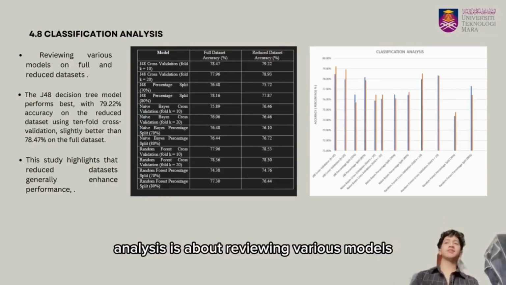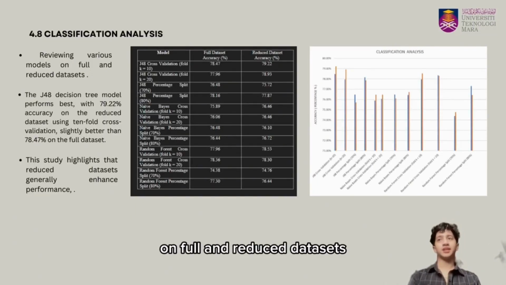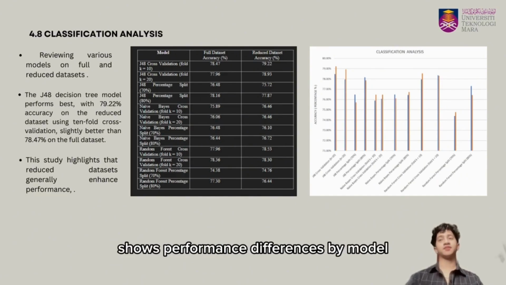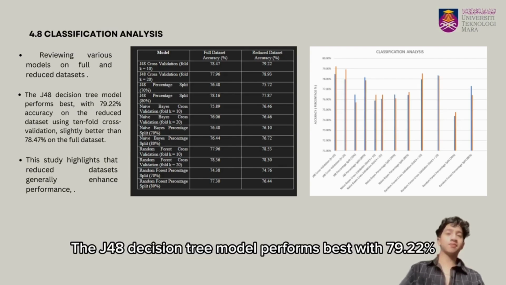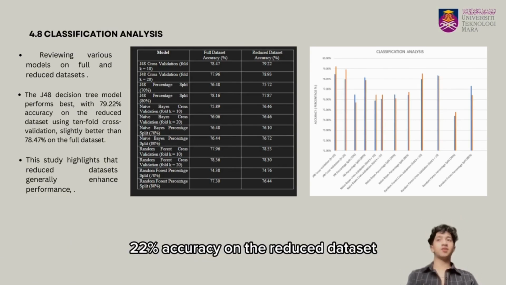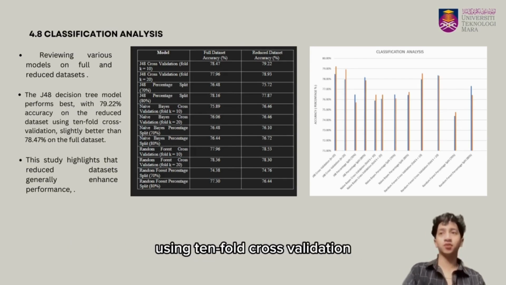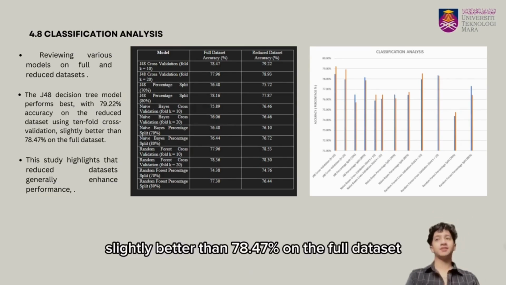Specification analysis is about reviewing various models on full and reduced datasets, and shows performance differences by model and data handling. The J48 decision tree model performs best with 79.22% accuracy on the reduced dataset using 10-fold cross-validation, slightly better than 78.47% on the full dataset.